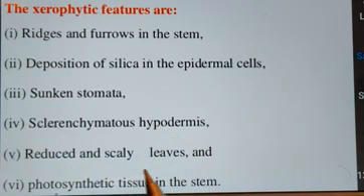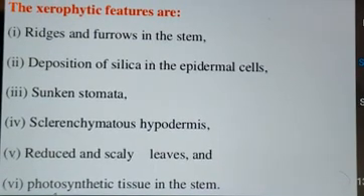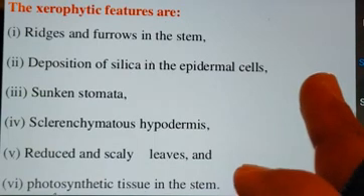Then reduced and scaly leaves means very few leaves are present on the equisetum. And the photosynthetic tissue in the stem. Photosynthetic tissue occurs inside the stem only in xerophytic conditions.